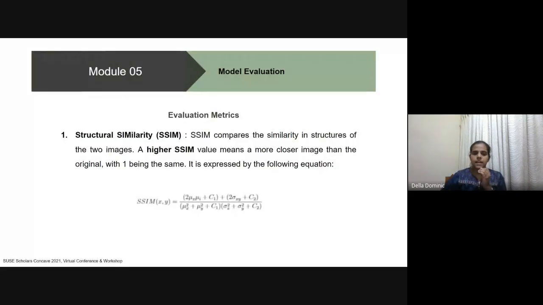SSIM, as the name suggests, is structural similarity, it will compare the similarity in structure of the 2 images. Here, the real MRI and the reconstructed MRI image. So a higher SSIM value means an image closer to the original, with 1 being the same. 1 will not be obtained, but definitely something closer to 1, like 0.9, and something between 0.8 and 0.9 is considered to be a good translation. And it is expressed by the following equation. Mu represents the mean and sigma represents the variance, and C1 and C2 are constants.